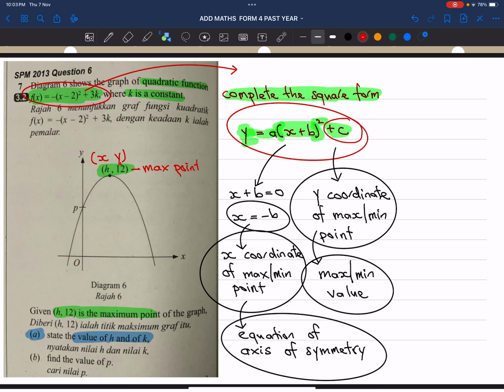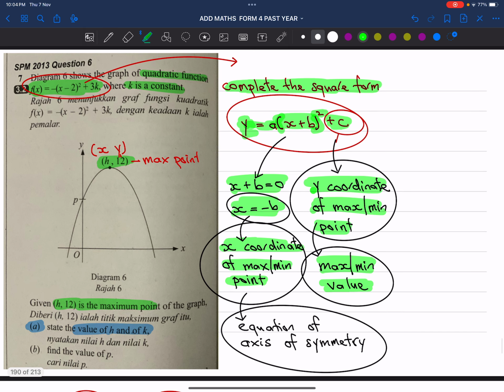In this complete the square, the number outside the bracket, c, is actually the y coordinate of the maximum or minimum point, and that y coordinate of the maximum or minimum point is also the maximum or minimum value of the quadratic function. And to get the x coordinate, you go inside the brackets, x plus b, make it 0, you will get x equals negative b. And this is the x coordinate of the maximum or minimum point.